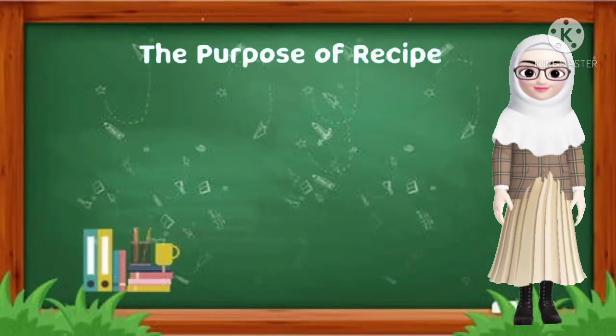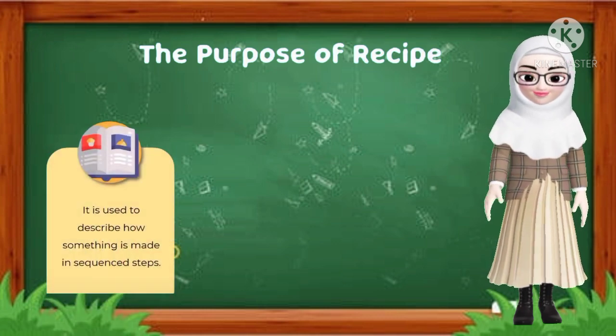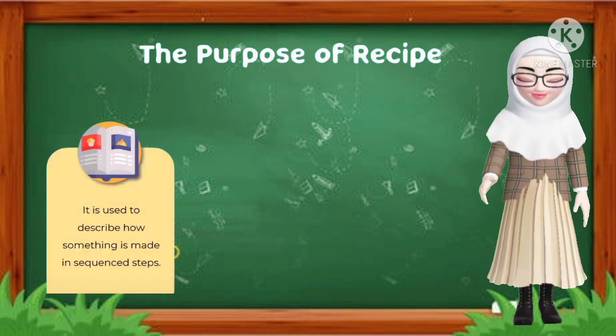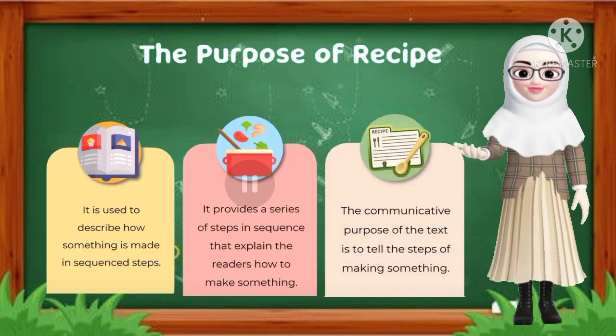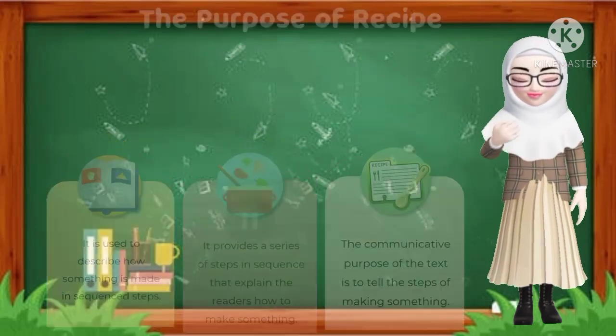Okay, let's summarize the purpose of recipe procedure text. First, it is used to describe how something is made in sequence steps. Second, it provides a series of steps in sequence that explains to the readers how to make something. And the third, the communicative purpose of the text is to tell the steps of making something.